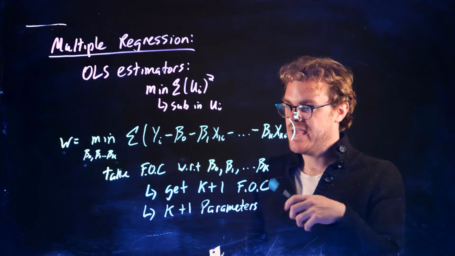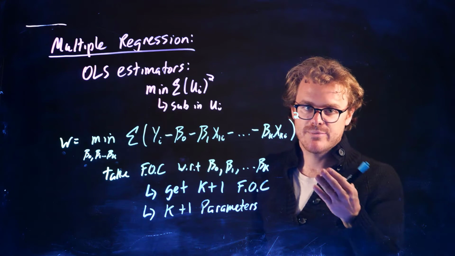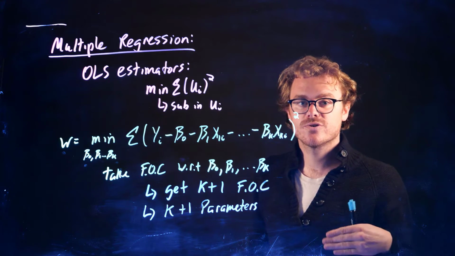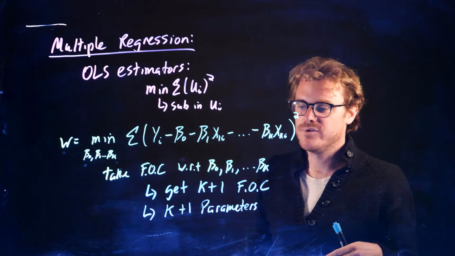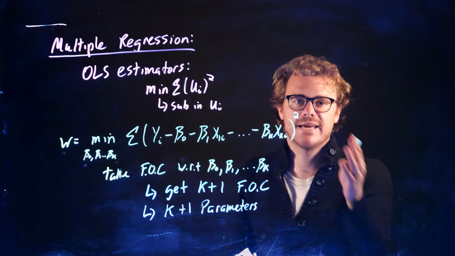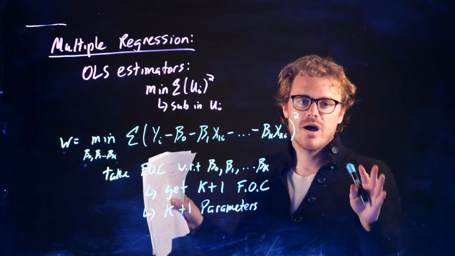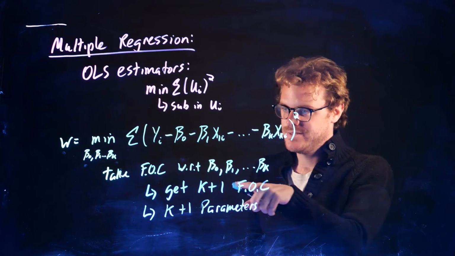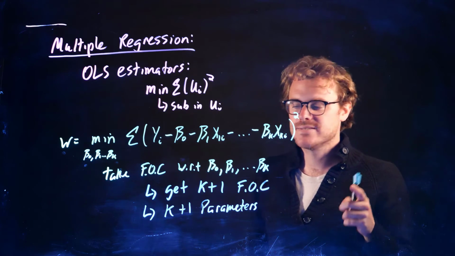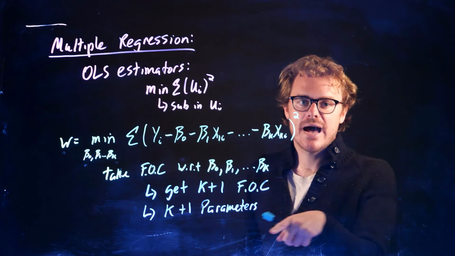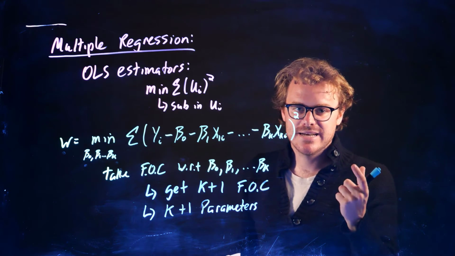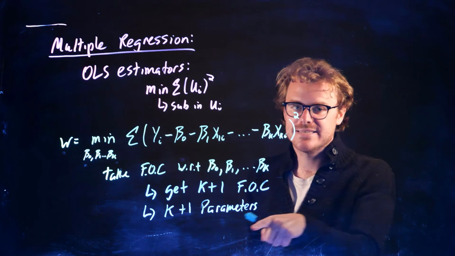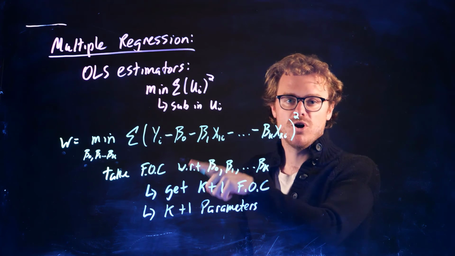So for example, if k equals 1, like we had with that simple regression, we just had those first two first order conditions that we could solve for. Now it's just a more complicated system of equations. We're not going to do this by hand at any point in this course when we have more than one x, but that's exactly what's happening. We're using that same idea that we did for simple regression to get these estimators for multiple regression.